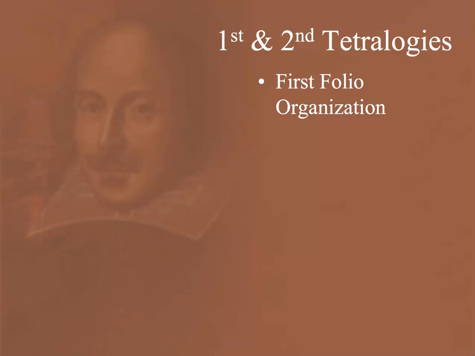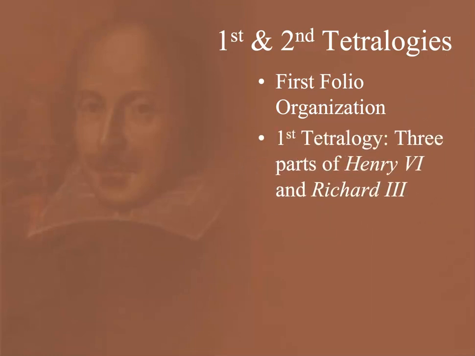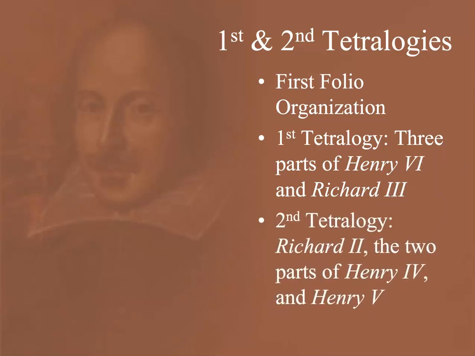And that's exactly what happens with Shakespeare's two tetralogies. So the first tetralogy is the three parts of Henry VI and Richard III. And then the second tetralogy is Richard II, the two parts of Henry IV, and Henry V.